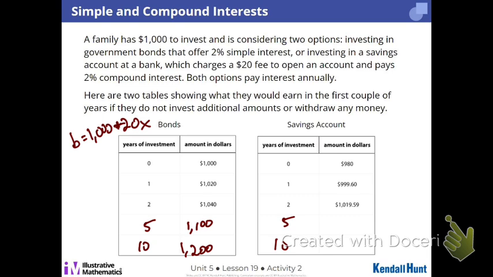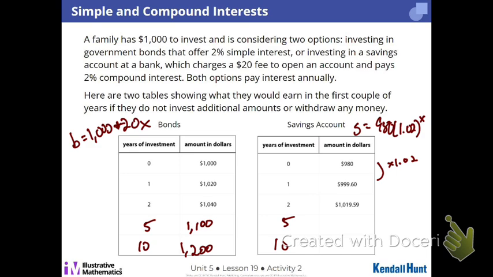1,000 plus 20x. For my savings, this is growing by 2% compounded, so it's changing each year. From year to year, the factor I'm multiplying by is 1.02. To get these next two, I'm going to write the function first, which you have to do anyway in your notes. My savings is equal to... how much is starting in my savings? 980. What's happening to it? Times 1.02. 1.02 is my growth factor.